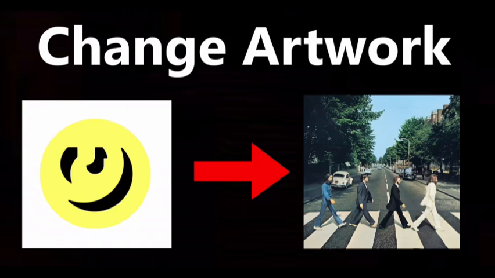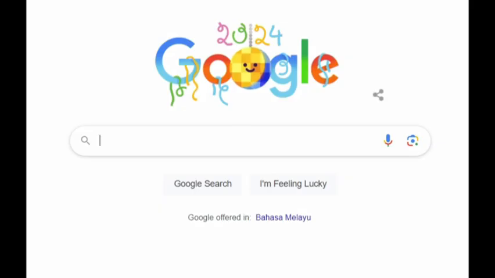So I'm going to separate the tutorial into two parts. Part 1 is finding the image, and part 2 is how to edit the image on Genius. Part 1, step 1, search for your song on Google.